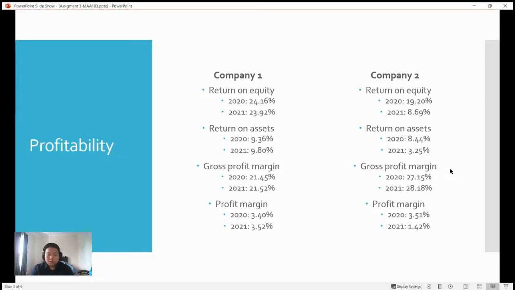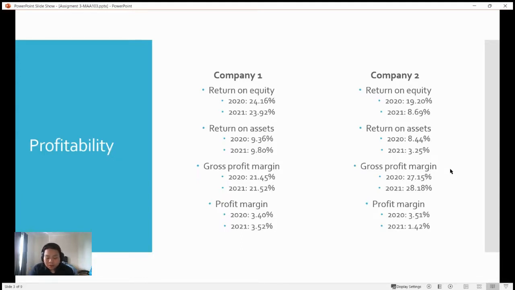Next, we're going to go to gross profit margin. So the gross profit margin is the cost of goods sold divided by the revenue. What do you mean by that? That explains how much the cost actually affects the whole revenue. As you can see, company one has a lower percentage than company two. That means company one did a lot better.